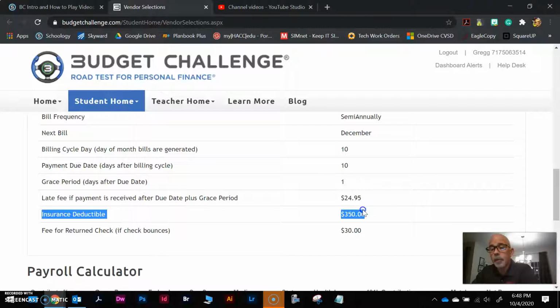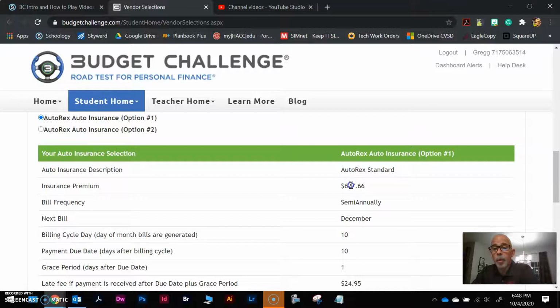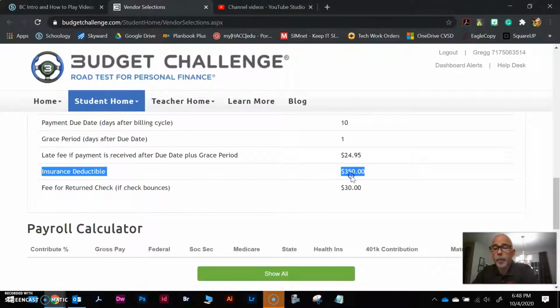So when you hear that deductible, that is something that you pay out of your pocket. So let's just say that you have damage to your vehicle, $5,000, and it doesn't take much to do $5,000 worth of damage to a car. You pay $350 and then the insurance company pays the rest. So again, that whole concept of sharing the financial burden. So you pay a little bit more for a deductible of $350. Now what's the other one?